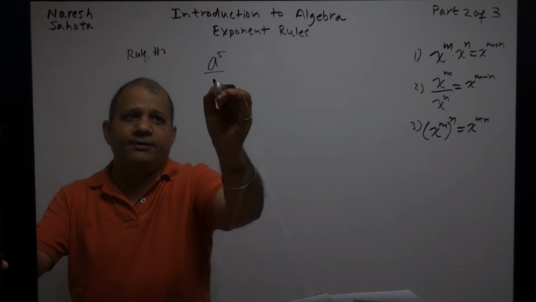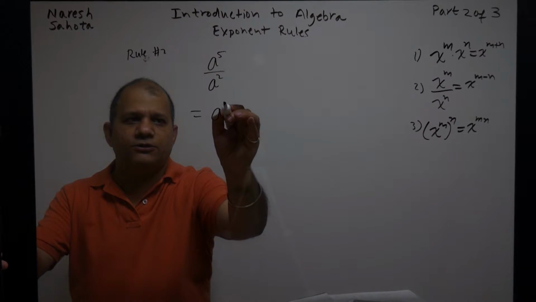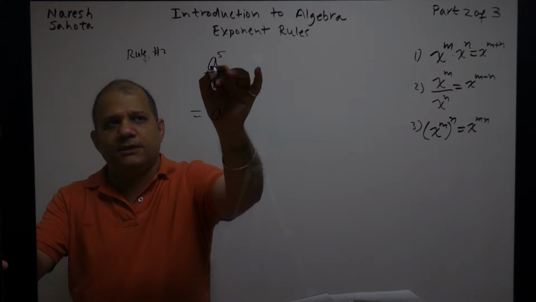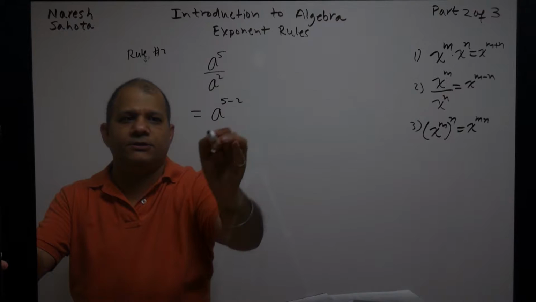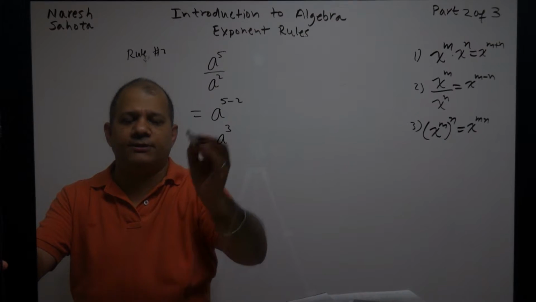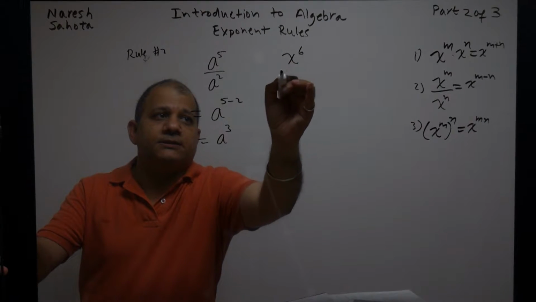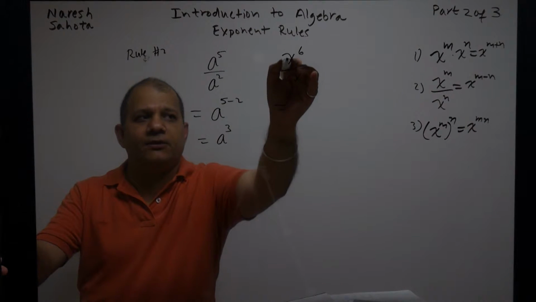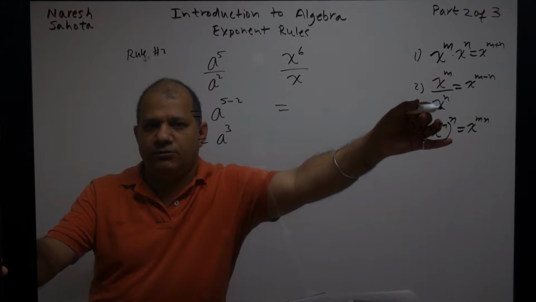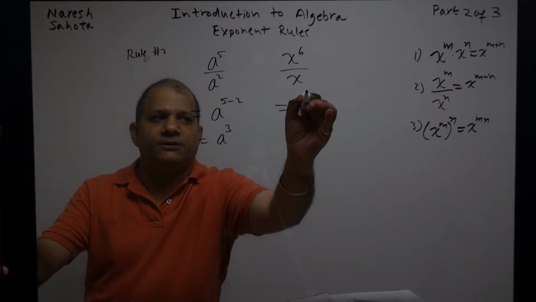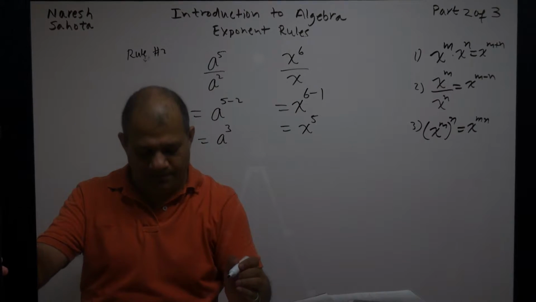So a to the 5 divided by a to the 2. For the first couple, I'll write it out. We realize that we have the same bases and we're dividing. We subtract the exponents. 5 take away 2, so the answer is a to the 3. Another example, x to the 6 divided by x. Again, recognize we have the same bases, we're dividing, so the second rule applies. So subtract the exponents. 6 take away 1, so it's x to the 5.